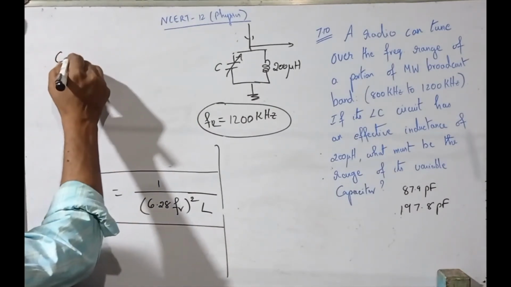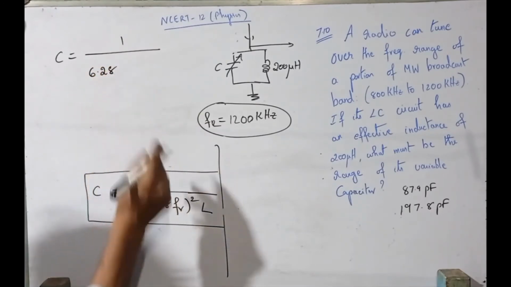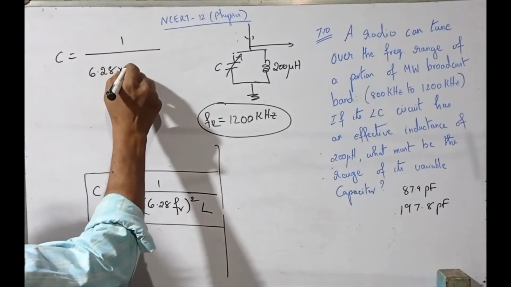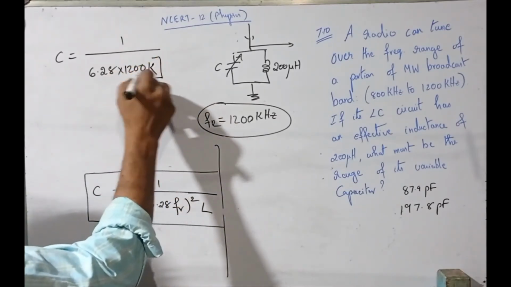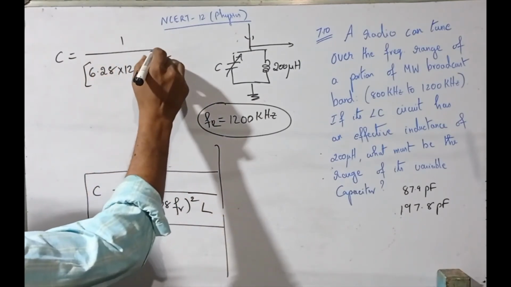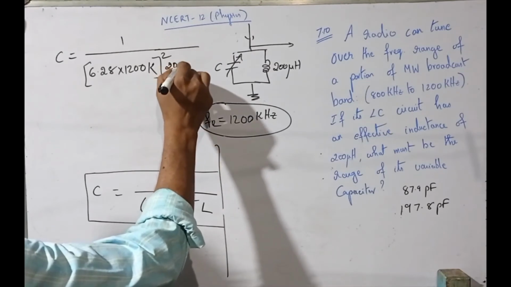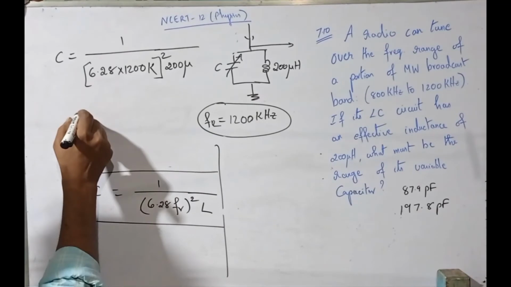So C is equal to 1 divided by 6.28 the resonant frequency is 1200 kilohertz, the whole square, multiplied by L. L value is 200 microhenry. Okay, now once again we will solve for it.